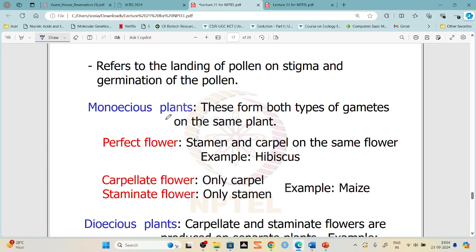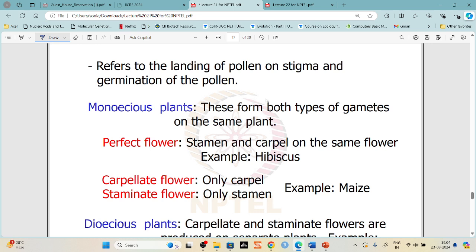Monoecious plants means they form both types of gametes. That means male and female gametes are produced by the same plant. Now, what is the difference here? You can have two kinds of flowers: perfect flower, carpellate flower, and staminate flower. What are perfect flowers? That means in the same flower, both stamen and carpel are present. That means both male and female gametes are present on the same flower.